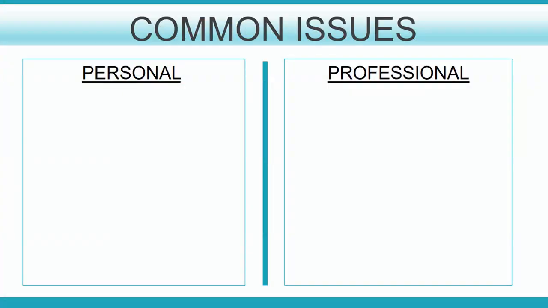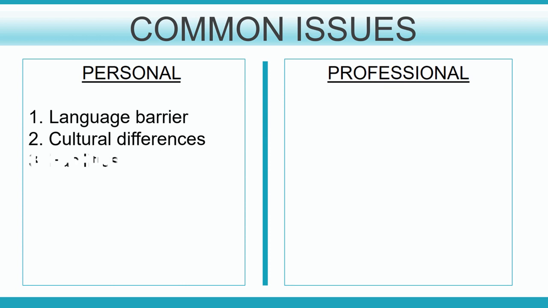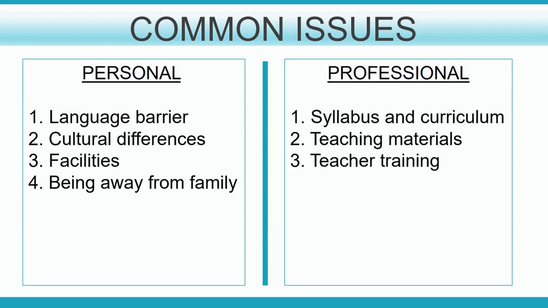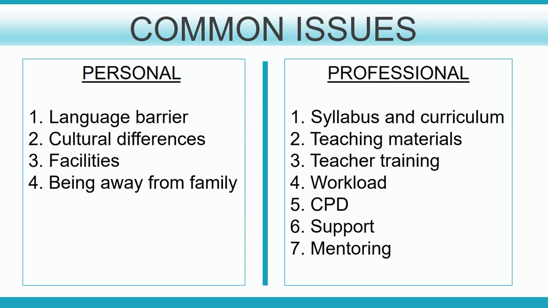All right. So the personal challenges, I found 4 common themes. The first one is the language barrier. Some of our teachers have Malay as our native language, but these students in the rural areas use an ethnic language, which is very far from us. The second one is cultural differences, of course. The third one is facilities, and being away from family. And professional: syllabus and curriculum, teaching materials, teacher training, workload, CPD, support, and mentoring. These are the 8 emerging themes from these 2 interviews.